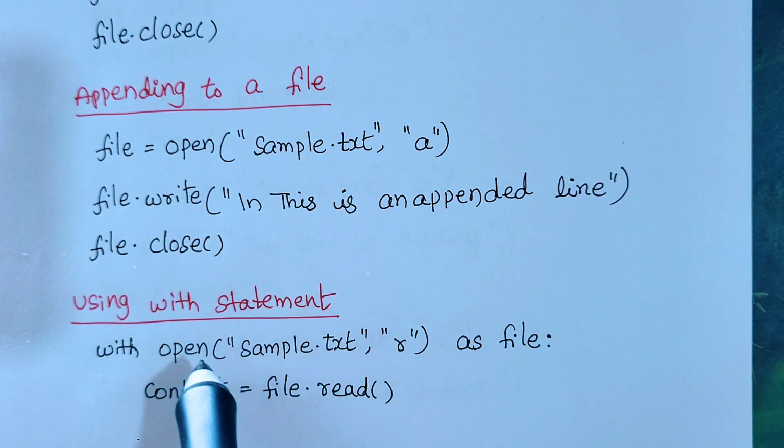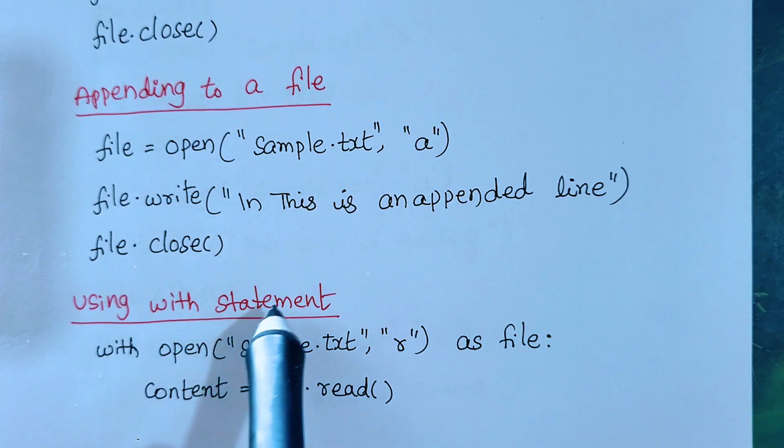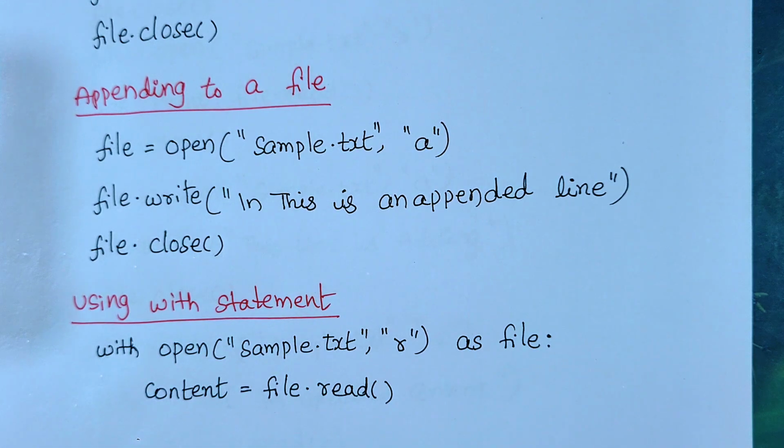One important point: by using the with statement, we can also use these files. How to use this? with open('sample.txt', 'r') as file: content = file.read(). So this is used to read a Python file. So with open, we can also use the file. Remember this important point, guys: the with statement can also be used with Python files.